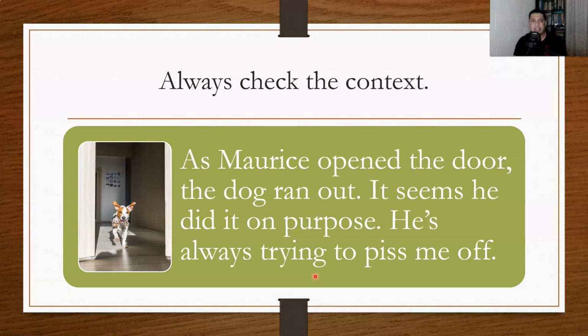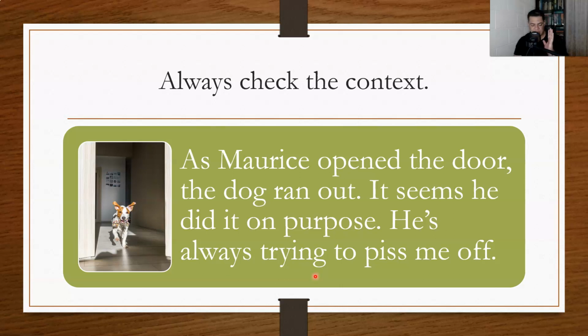Now read the sentence with its context. As Maurice opened the door, the dog ran out. It seems he did it on purpose. He's always trying to piss me off. Now it's different. Now we have some basis to consider if this adverb clause is an adverb clause of time or an adverb clause of cause, right?